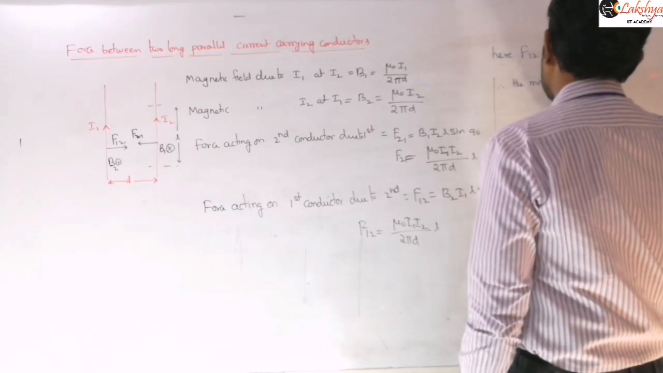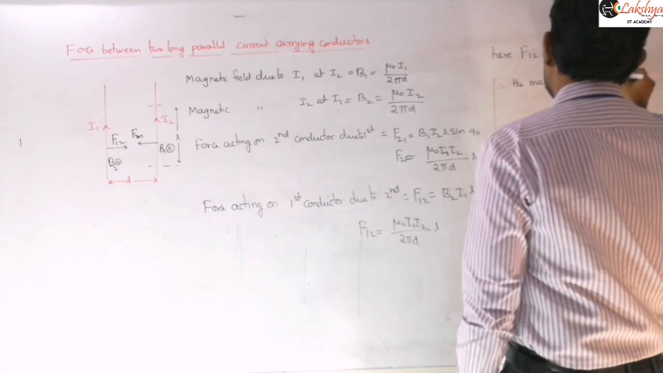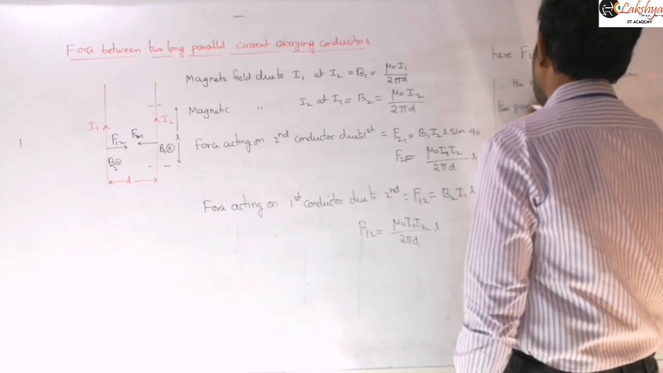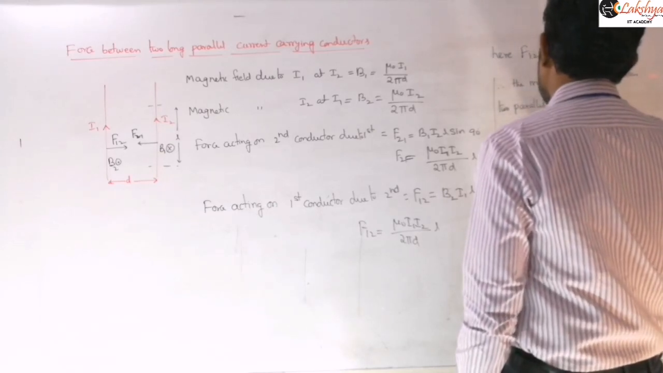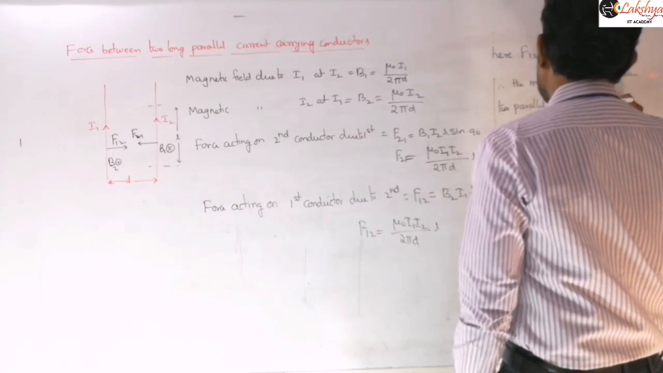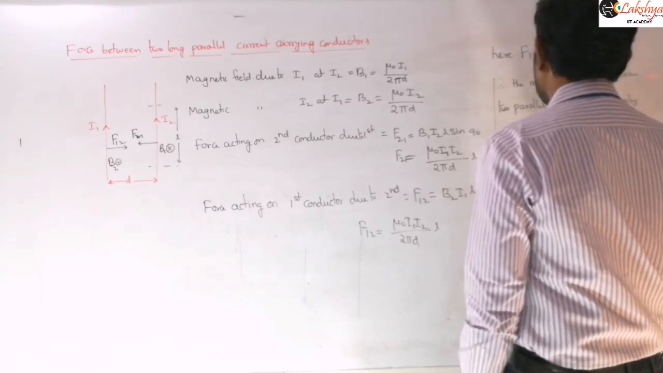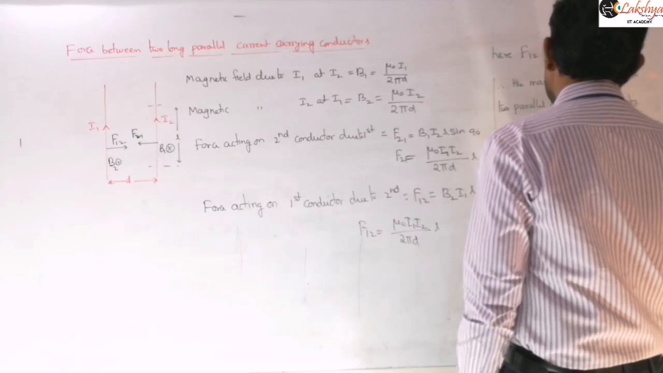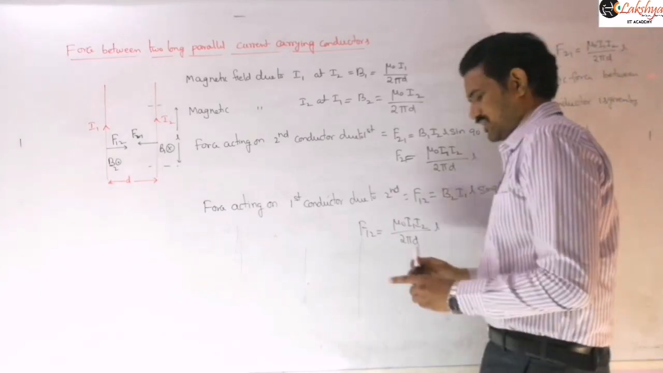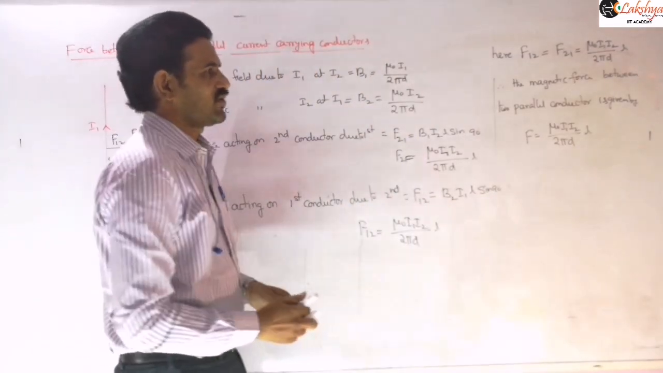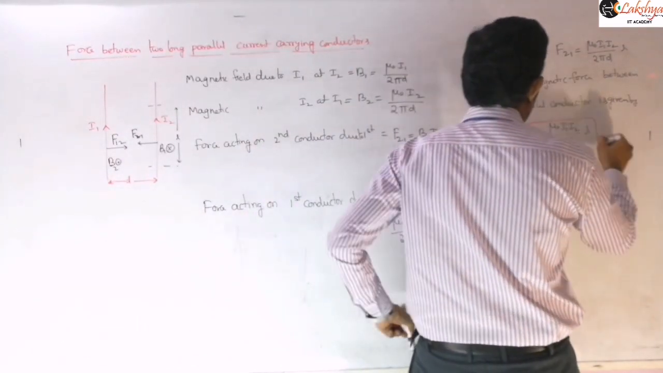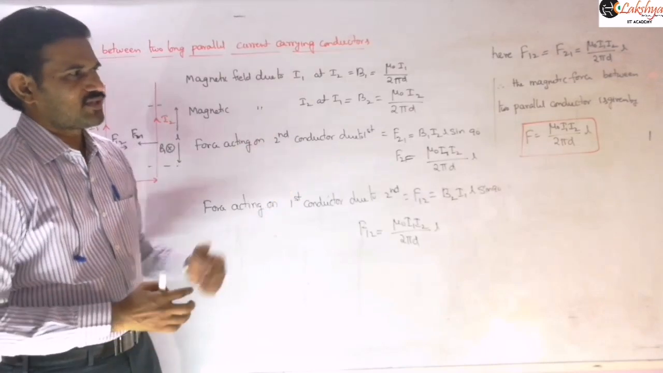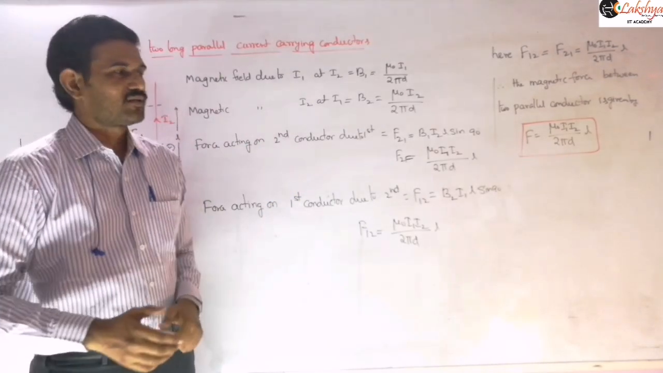And so what we can conclude is, the magnetic force between two parallel current carrying conductors is given by F is equal to mu naught I1 I2 by 2 pi d into L. So we can generalize that formula now like that. The magnetic force between two parallel current carrying conductors can be expressed by using that formula.